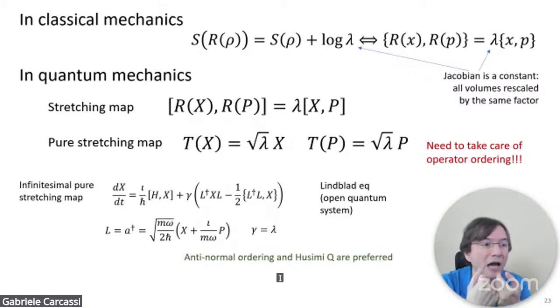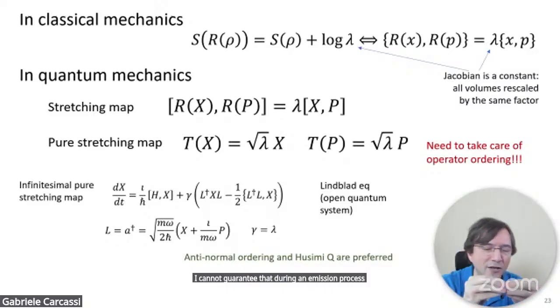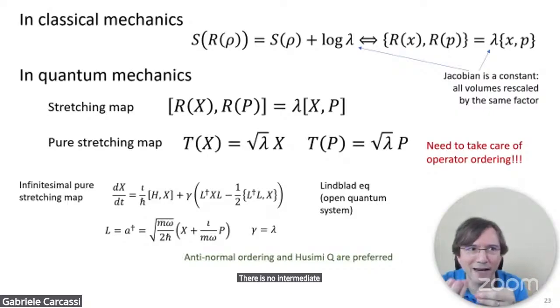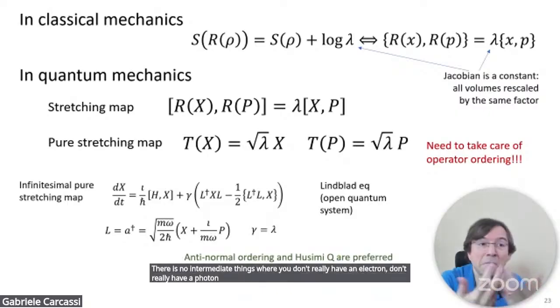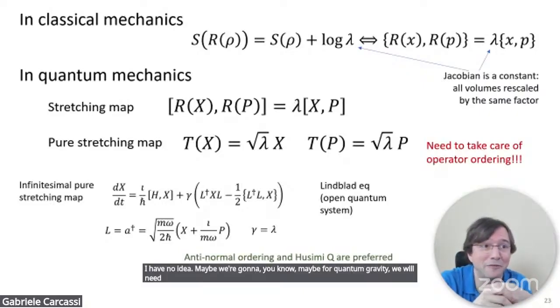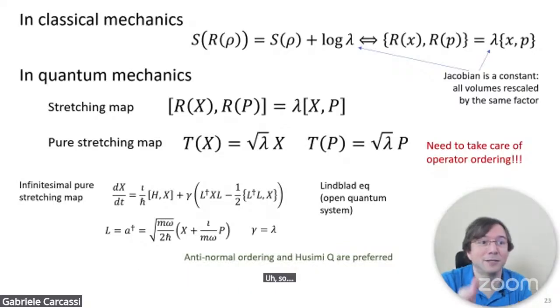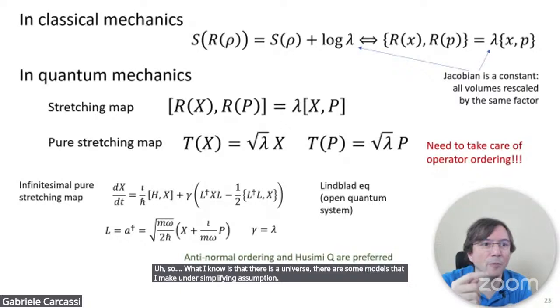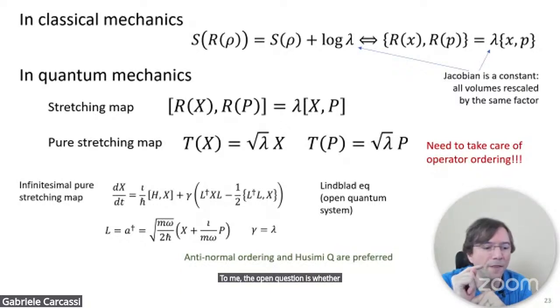I cannot guarantee that during an emission process, or a scattering process, when an electron emits a photon or stuff like that, there are no intermediate things where you don't really have an electron and don't really have a photon, but you have something in between. I have no idea. Maybe for quantum gravity we will need some of that description. I have no idea. So what I know is that there is a universe. There are some models that I make under simplifying assumptions. To me, the open question is whether the assumptions are actually needed to be able to create the theory.